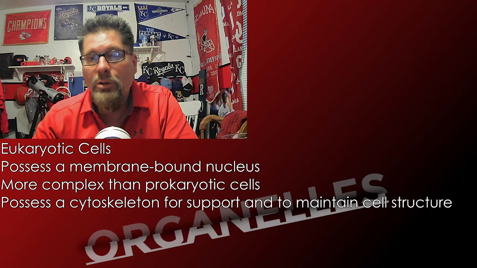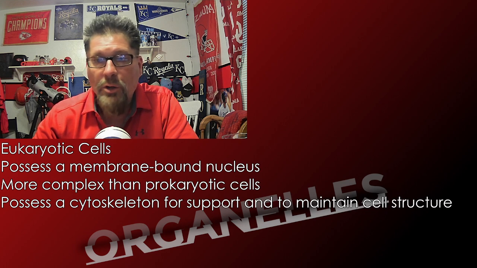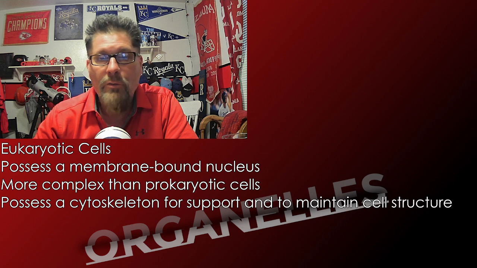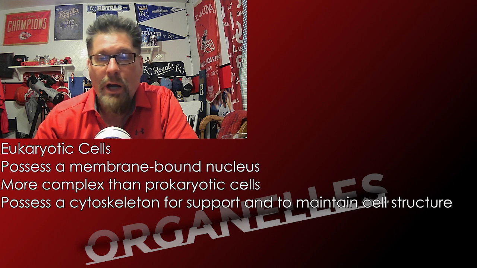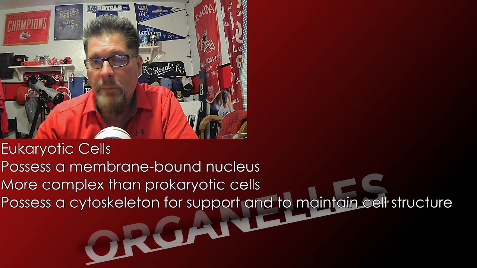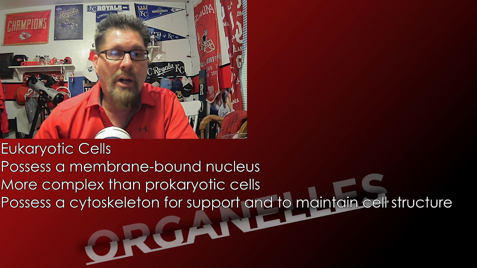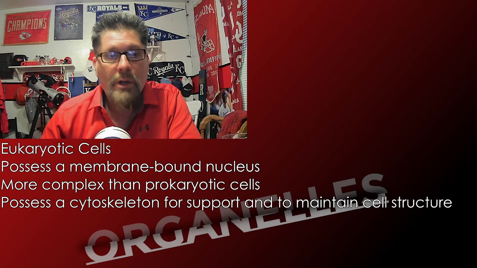Okay, now transitioning to eukaryotic cells. As we've talked about, they do possess a membrane-bound nucleus, much more complex than prokaryotic cells. In our cells, we have a vast number of organelles and the things that they're doing, because we have to rely on ourselves for cell division and to recreate everything, whereas a bacteria cell relies on its host cells to do all that. And of course you have the cytoskeleton for support, to maintain cell structure, and that's a pretty impressive setup that we're going to talk about in due time.